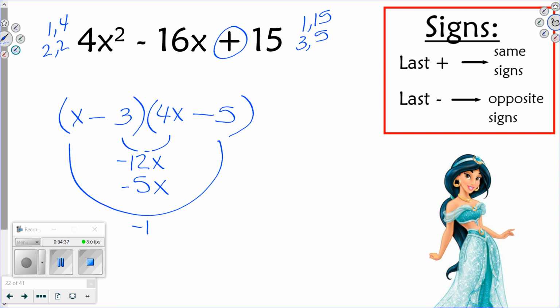That's negative 17x. Oh, can I just call it close enough? No. So what does that mean? I mean, 1 and 4 with 3 and 5 is not a good combo. So do you want to change the 1 and 4, or do you want to change the 3 and 5? Change the 1 and 4? Okay.